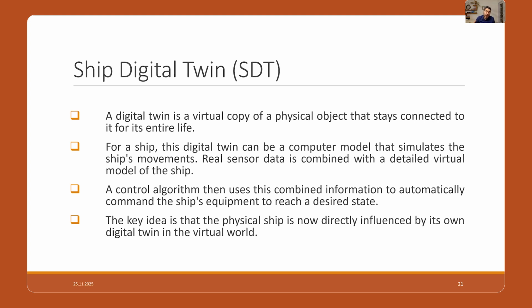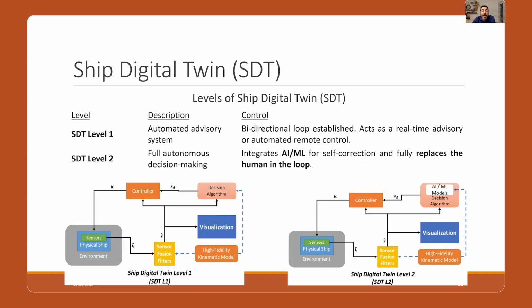In digital shadow, we were only receiving feedback of what is happening in the physical world, but we didn't provide any data back from the virtual world to the physical ship. So that was only one-way data exchange. Here we have bidirectional, two-way data exchange. Again, there are two progressive levels here.